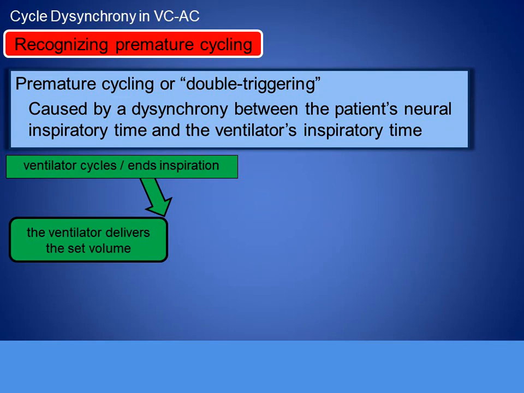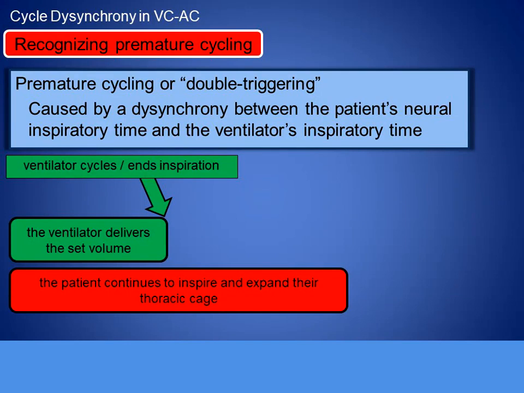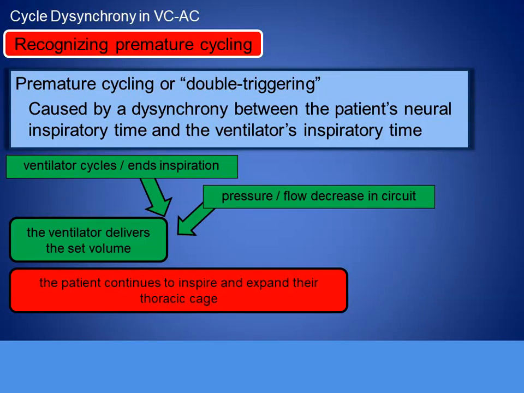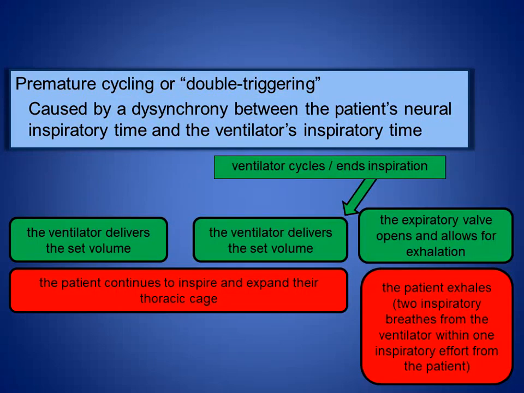However, on the patient end of that logistical model, the patient isn't okay with the ventilator's set inspiratory time. Their brain actually wants something that is longer. So they continue to inspire and expand their thoracic cage. In so doing, they drop the pressure and the flow in the circuit. And if they make this effort long enough and hard enough, they drop the flow and pressure in the circuit enough that they actually trigger a second breath to be delivered to the patient. So for one inspiratory effort on behalf of the patient, the ventilator is delivering 2 breaths to them. And so this presents a problem. This presents a big asynchrony between the patient and the ventilator, and has, in my view, pretty significant clinical implications.